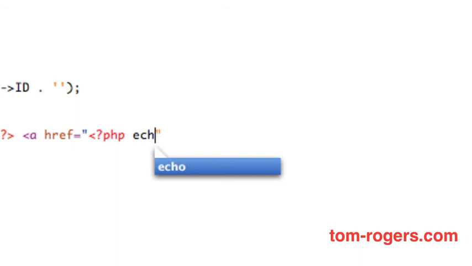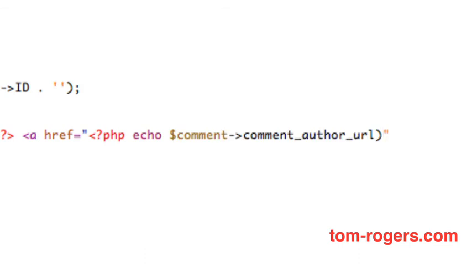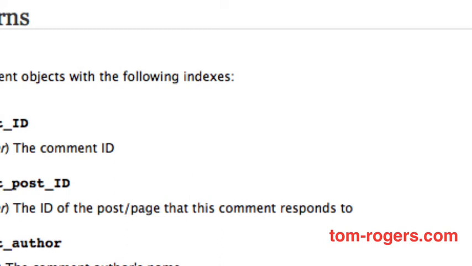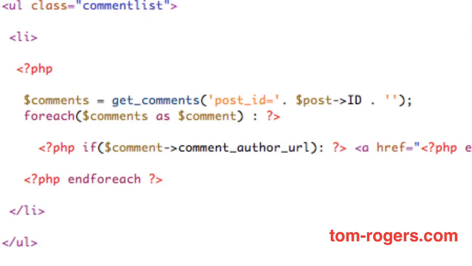PHP echo. So it's going to put the person's link into URL, but only if it has one. And then as for the actual link text, we're just going to put whatever else it has first, comment author, to output the actual author's name.